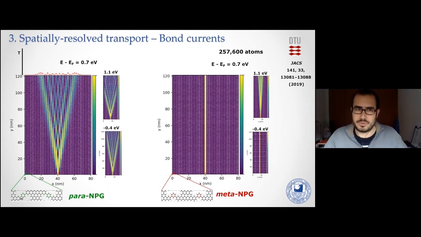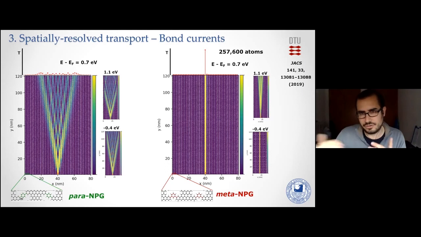But in the meta, because it's completely confined on a single graphene nanoribbon, essentially you get a very high signal compared to the para MPG. So this is not just nice because you essentially get the currents on a single ribbon, and you can direct the electrons with sub-nanoscale precision, but also because that in turn makes the intensity that you get larger, because all the electrons that you're injecting are there. They don't go somewhere else.